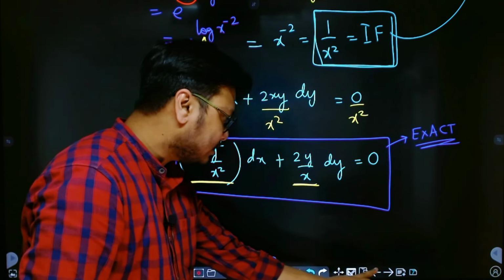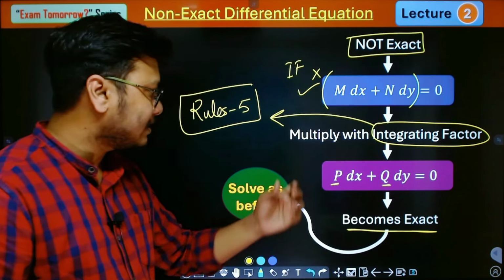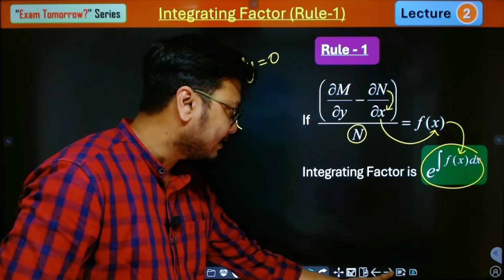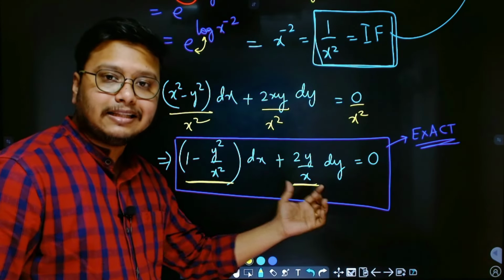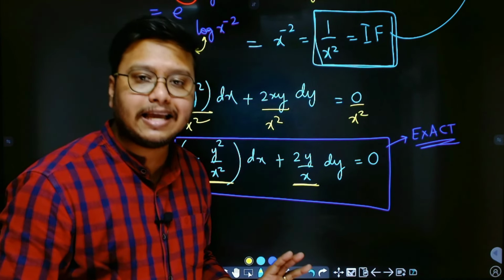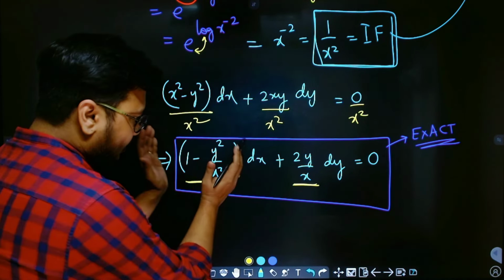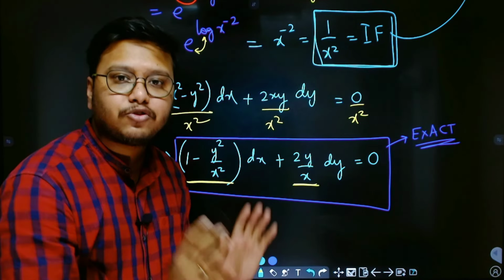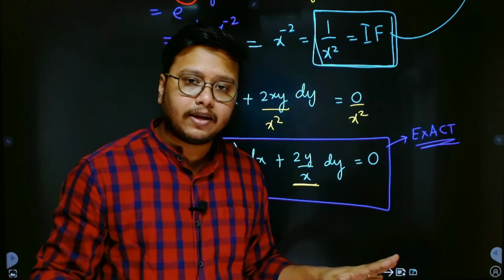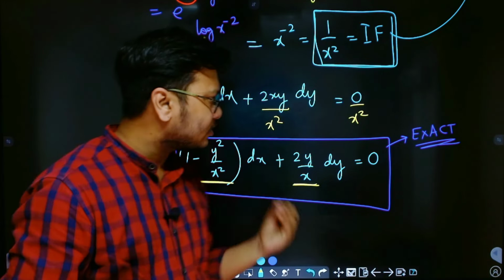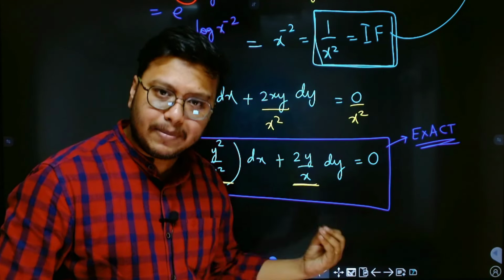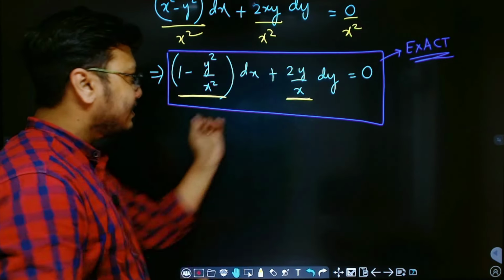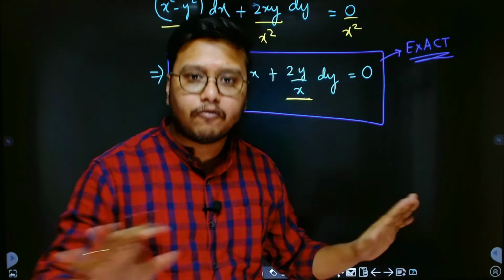As per the rule, you can consider this as your p and this as your q, the new terms which have formed after the multiplication. And if you check, this is definitely going to satisfy the exactness criteria. The partial derivative of this with respect to y and the partial derivative of this with respect to x are going to be equal. We don't need to check that. We know that's definitely going to happen because that's the work of the integrating factor. It makes the thing exact. So now we're just going to solve this. We know that it is exact, and now we're going to solve it.